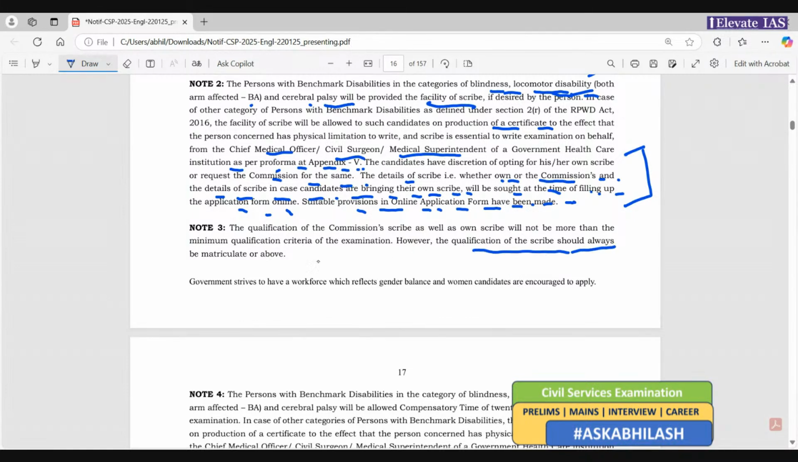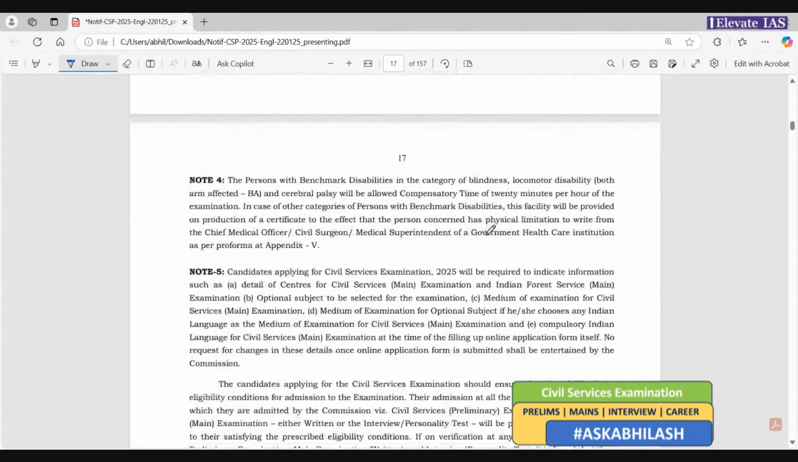Qualification of scribe should always be matriculate and above. And the scribe will be as per the exam. Person with benchmark disabilities in the category of blindness, locomotor disability, both arm affected, and cerebral palsy will be allowed compensatory time of 20 minutes per hour of the examination. In other categories, the facility will be provided on the production of certificate as per Appendix 5.